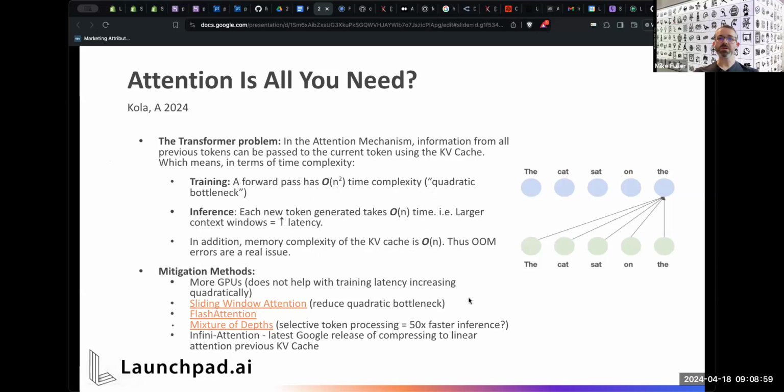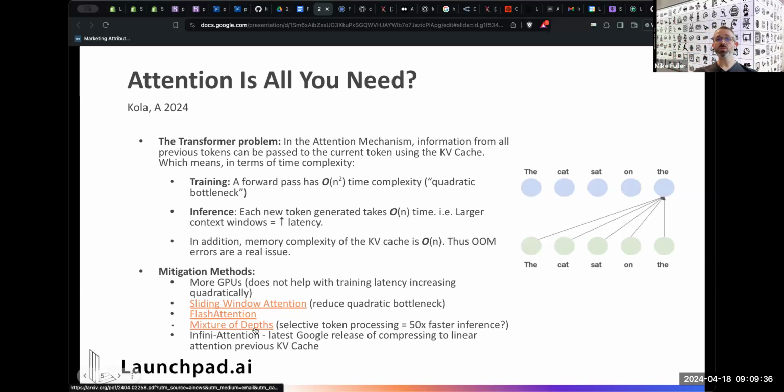Having said that, there has been a lot of research done into reducing these complexity issues in transformers. Well, you could add more GPUs, but it doesn't help with training latency increasing quadratically. And you can add sliding window attention, which reduces the quadratic bottleneck. There's been flash attention, which uses very clever ways of moving the cache in and out of the two different forms of GPU memory, from the faster to the slightly slower one, which is basically what all transformers use these days. And mixture of depths.